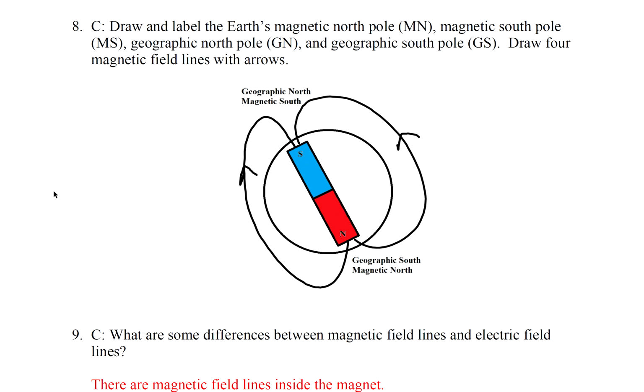So as you can see, the magnetic north is at the geographic south. And the magnetic south is in the geographic north. And I only drew 2 magnetic field lines with arrows. Should have drawn 4.